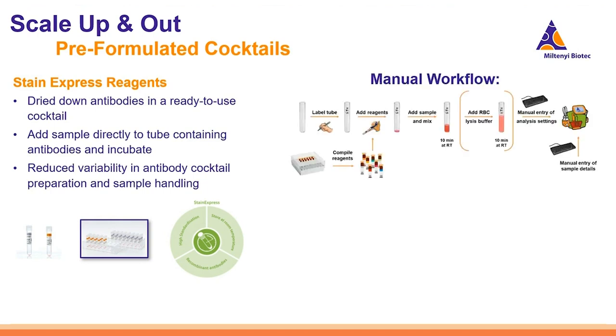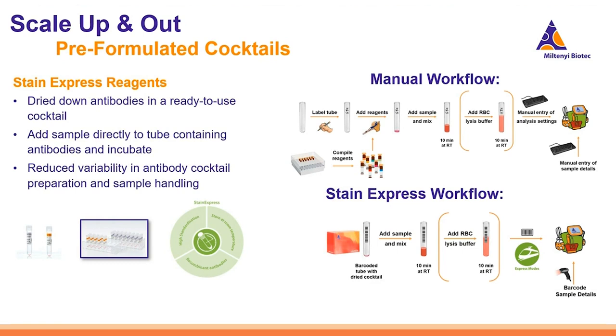So the manual workflow would be a lot of source of variability. You would have to label your tube, add each reagent directly, mix, add your buffer, and manually set up everything for acquisition. Whereas a StainExpress workflow would look like this, where you have your barcoded tube with your dried down antibodies ready to have your sample added.